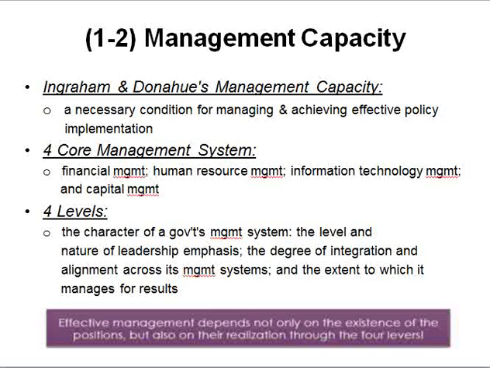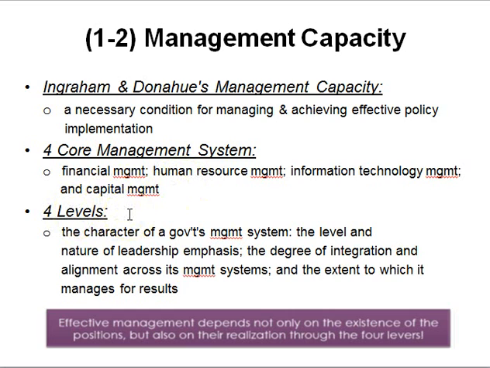And then, another tool to constrain the structure internally is management capacity. One of the scholars, Graham Donahue, mentioned that management capacity can be defined as the necessary condition for achieving effective policy implementation. Basically there are four different types of management capacity. First is financial management capacity. Second is human resource management capacity. Third is information technology management capacity. And also capital, maybe human capital or finance. That might be a broader concept, capital management.